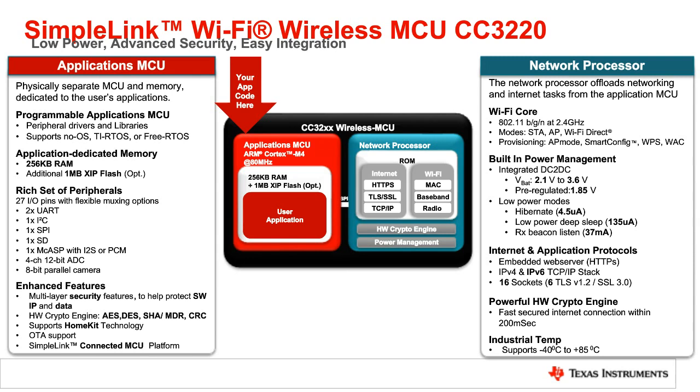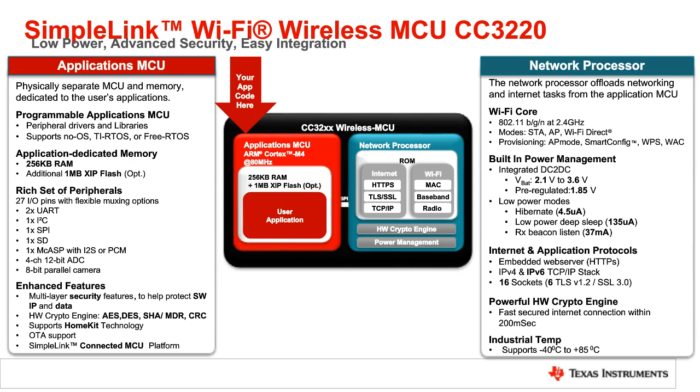The integrated application memory has 256 kilobytes of RAM, and we do provide another variant that will give you an additional 1 megabyte of executable flash on top of the 256 kilobytes of RAM. The rest of the peripherals consist of 27 I/O pins with flexible muxing options. You'll see them listed here: UART, SPI, SD card, and also 4-channel 12-bit ADC inputs.